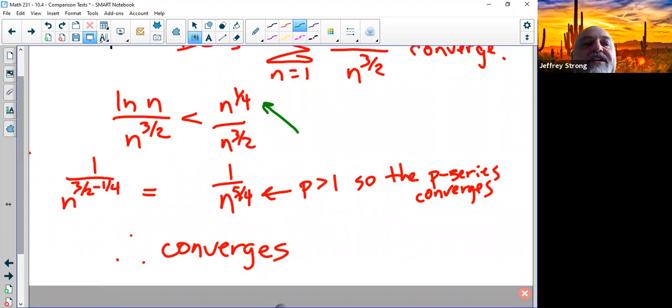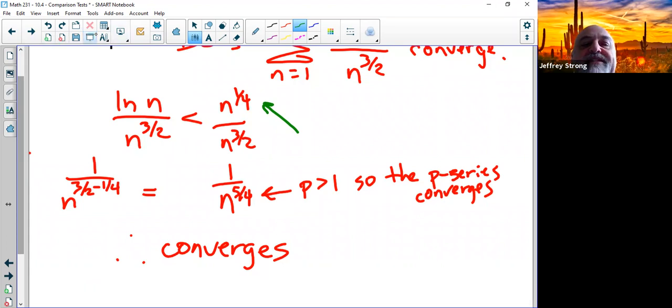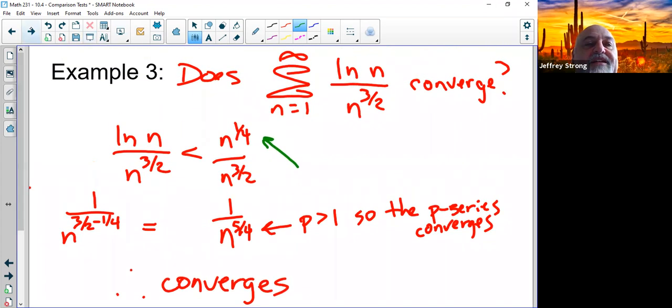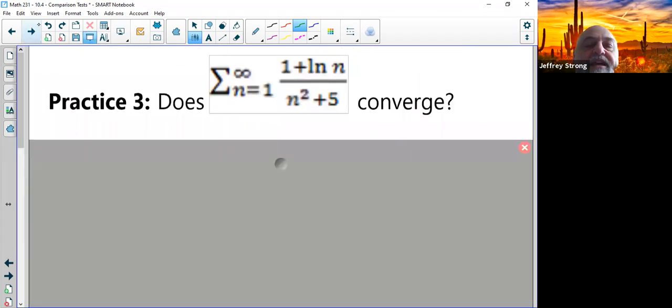Okay, so let's see if that makes any sense at all. Here, let's try the practice problem. You can do it using any limit comparison, term comparison, whatever. So go ahead and stop the recording and see if you can figure this one out.